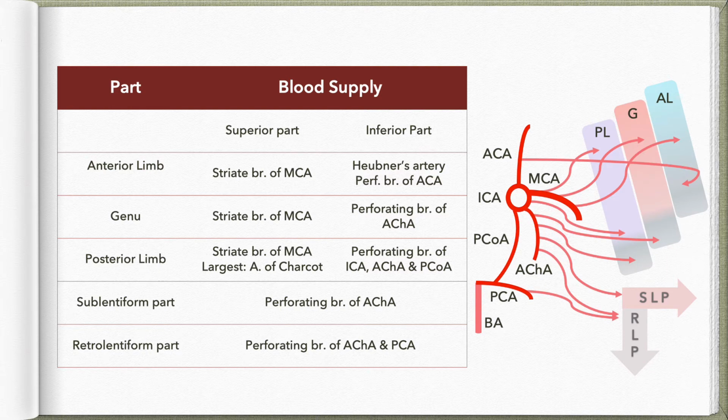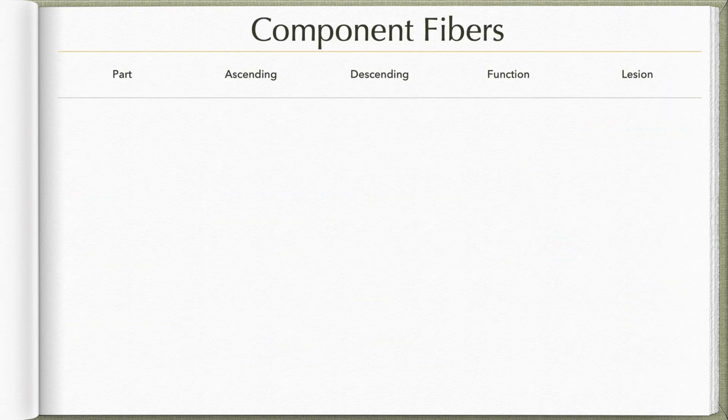So any of these blood vessels can either undergo thrombosis, therefore resulting in an ischemic stroke, or they may undergo hemorrhage because of a burst of an aneurysm resulting in hemorrhagic stroke. Now different parts of internal capsule have different fibers. So let us see what are the component fibers in each part of the internal capsule.